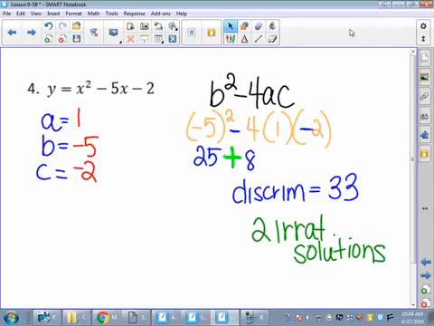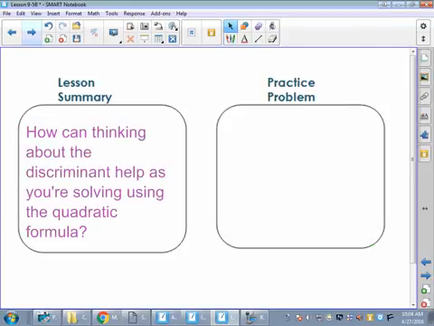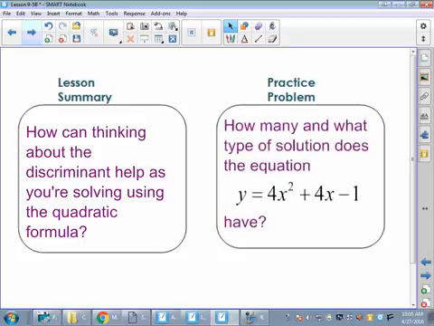All right. So what I would like you to tell me is, how does thinking about the discriminant help as you're solving with the quadratic formula? Where could you use this as you are solving? And for your practice problem, how many and what type of solutions does y equals 4x squared plus 4x minus 1/2 have? So just find the discriminant and tell me what that tells you.